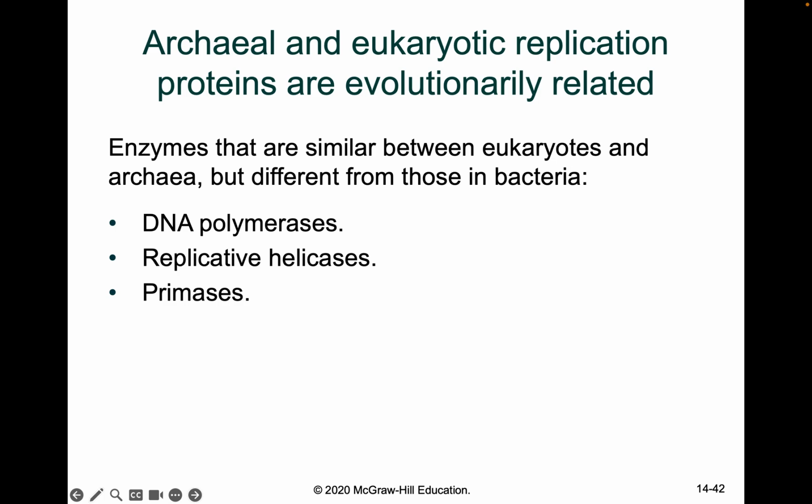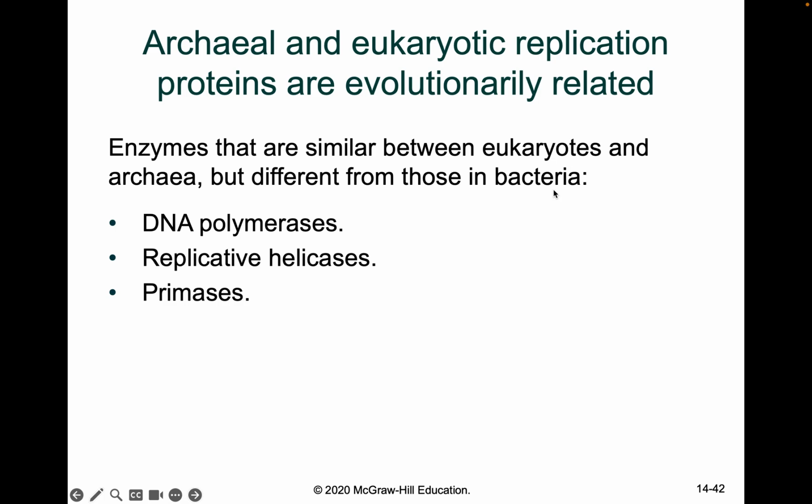And of course, as we see, the replication of DNA is actually very similar among the three main domains of life: bacteria, eukaryotes, and archaea. But if you look properly at the enzymes, at their structure and their homologous domains, surprisingly, archaea and eukaryotic replication proteins are evolutionarily very related. They look so similar, specifically DNA polymerase, replicative helicase, and primases.